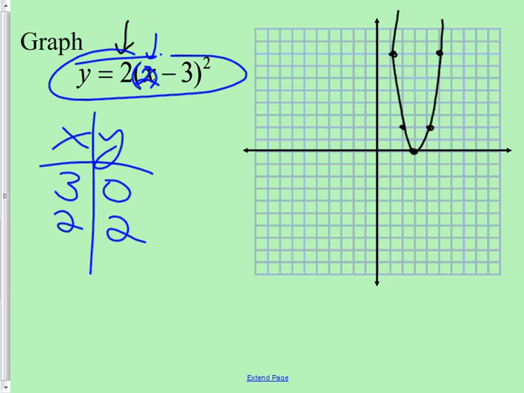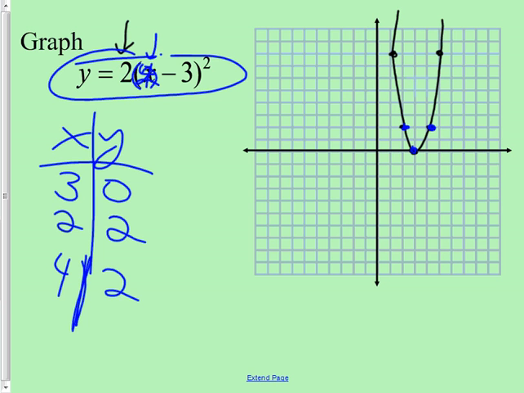Let me do one more. If I put in a 3. Let me just put in a 3 a minute ago. 4. Put in a 4. If I put in a 4, 4 goes in here. 4 minus 3 is 1. 1 squared is 1. 1 times 2 is 2. 4 comma 2, over 4 up 2. I just verified those points right there worked.